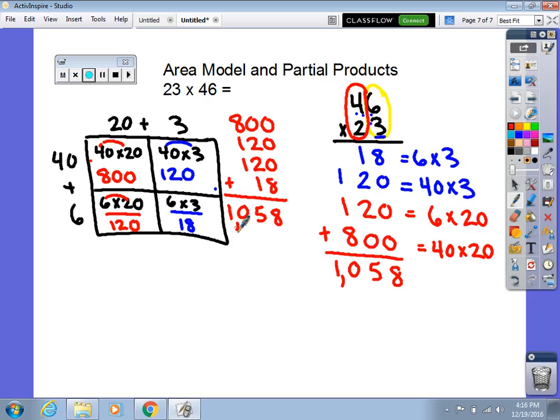When we have 2-digit by 2-digit numbers, you're always going to have 4 individual multiplication problems that you're going to solve and that you have to add back together.